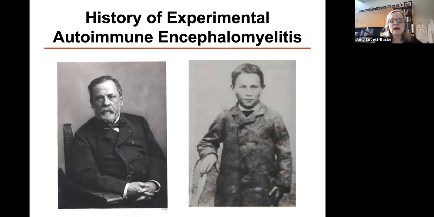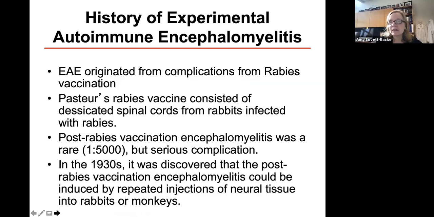The vaccine was given to a boy bitten by a rabid dog, and the boy recovered. But from that vaccine, there would be occasions where someone who had received the vaccine would develop an inflammatory disease. Was it due to the fact that the virus had not truly been inactivated, because rabies virus obviously infects the CNS, and it was just a complication of rabies virus that was not inactivated? Or was it something about the fact that you're giving humans this spinal cord homogenate?